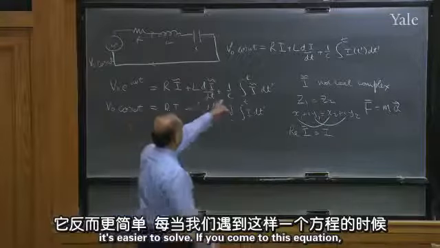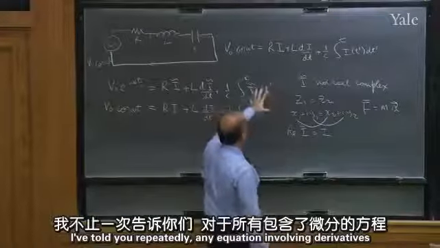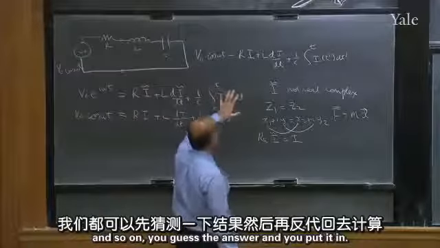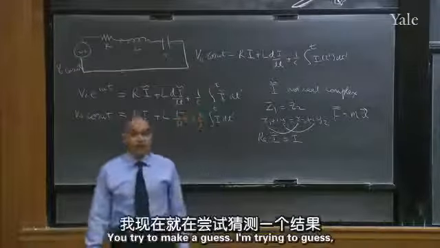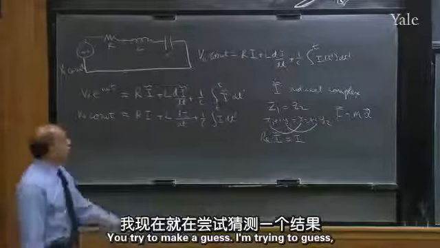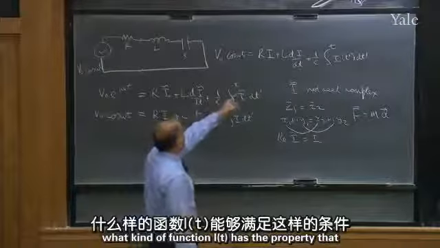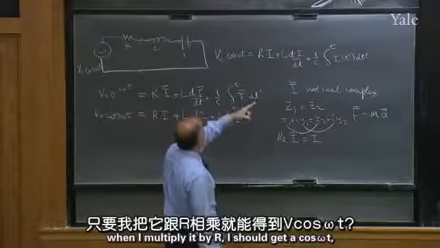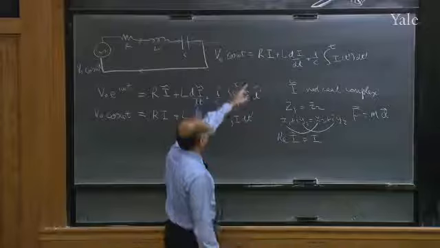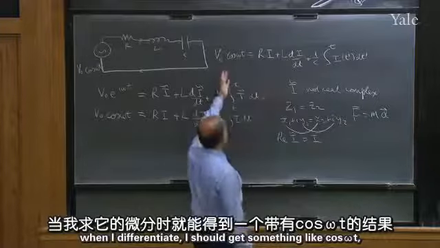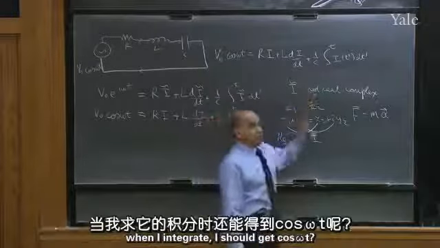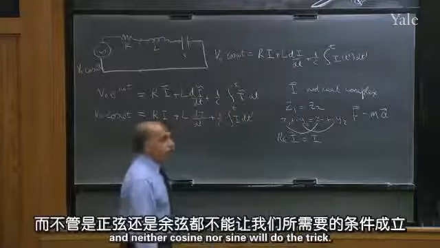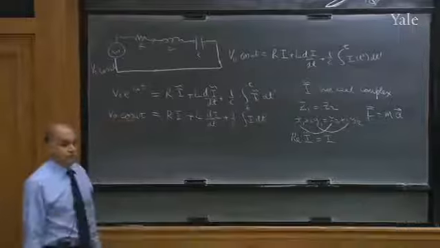If you come to this equation, I've told you repeatedly, with any equation involving derivatives and so on, you guess the answer and you put it in. You try to make a guess. I'm trying to guess what kind of function I of t has the property that when I multiply it by r, I should get a cos omega t. When I differentiate, I should get something like cos omega t. When I integrate, I should get cos omega t. That's the only way left and right will match. And neither cosine nor sine will do the trick.